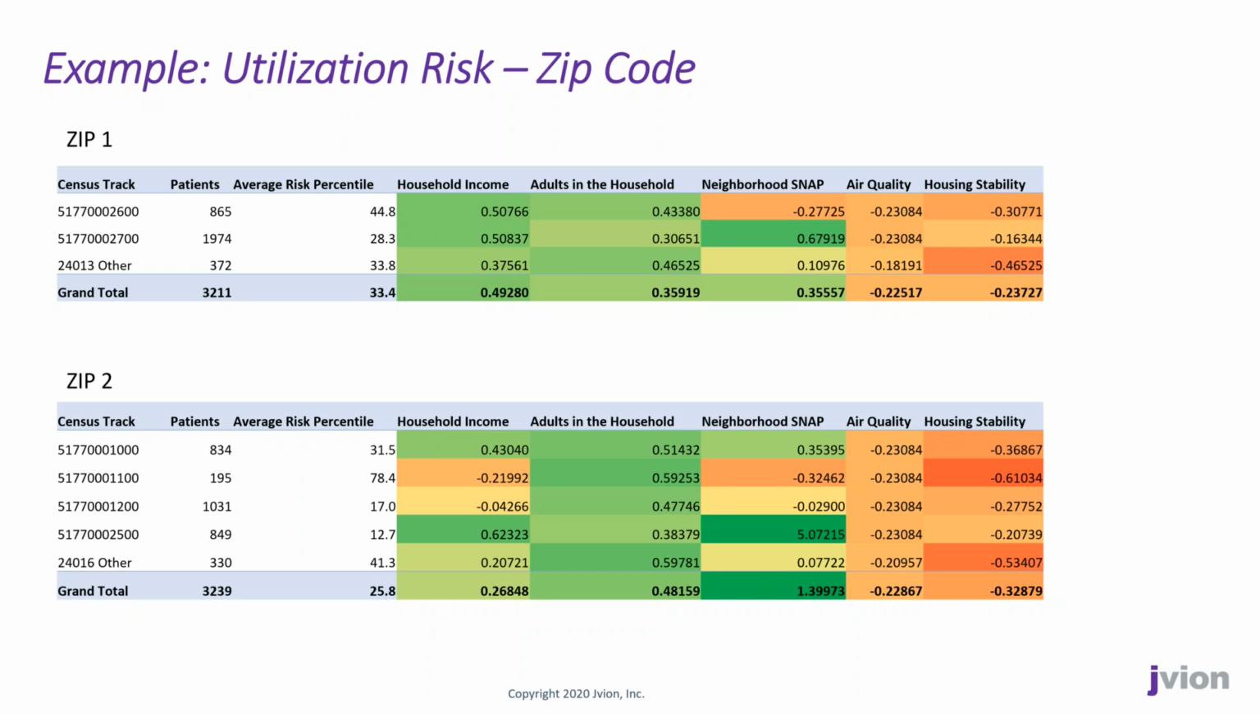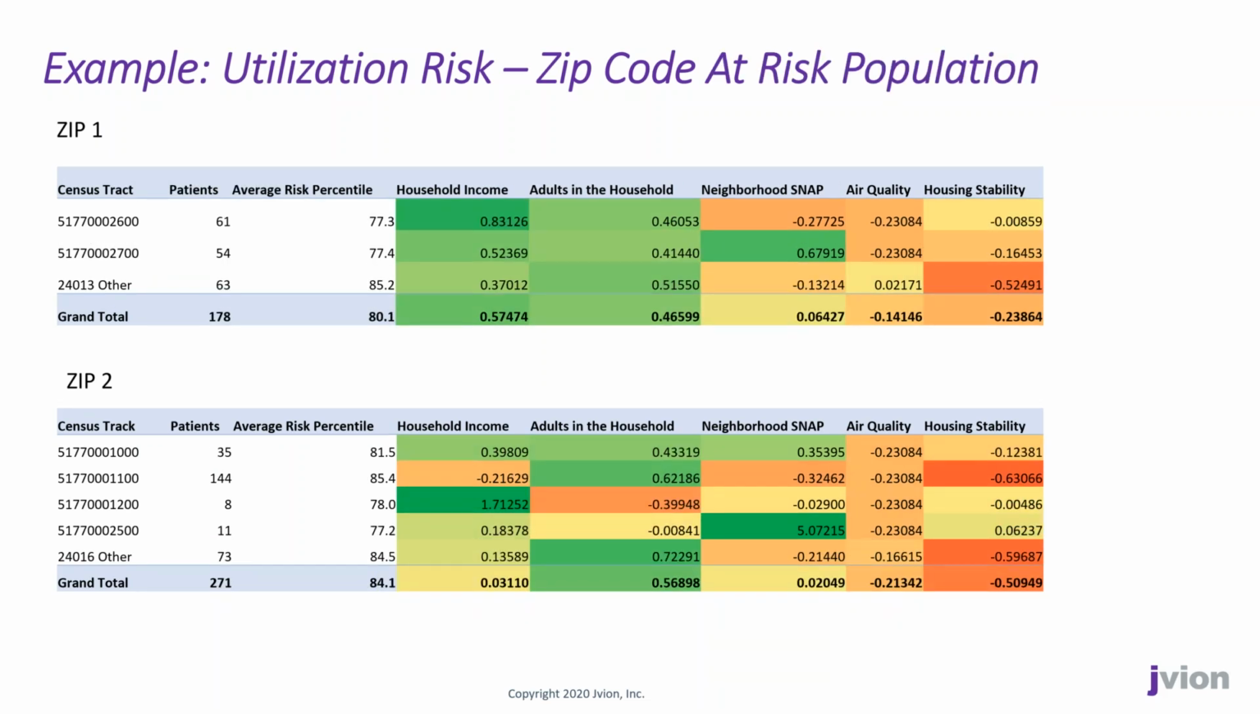So if we look at those that are truly at risk for utilization, you'll see in that census tract 1100, there's 144 out of that 195 that are at elevated risk for utilization, and they're actually on average in the 85th percentile of risk. And it looks like they have social support based on the number of adults in their household, but again, being driven by income, food access, and housing stability, and you can come up with a plan for those 144 individuals.